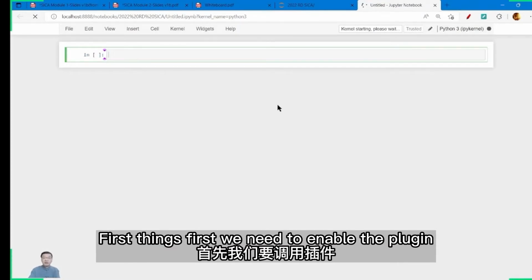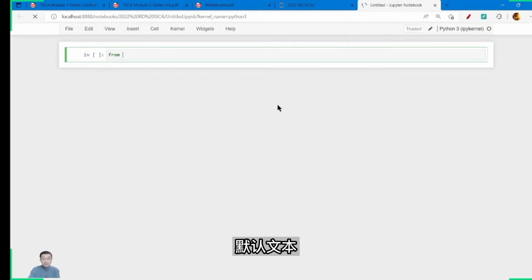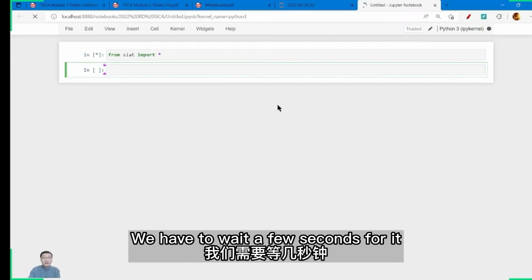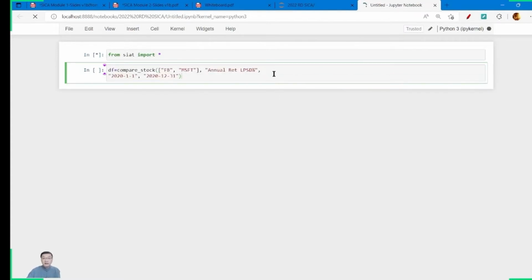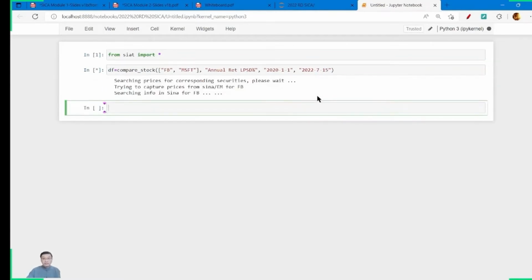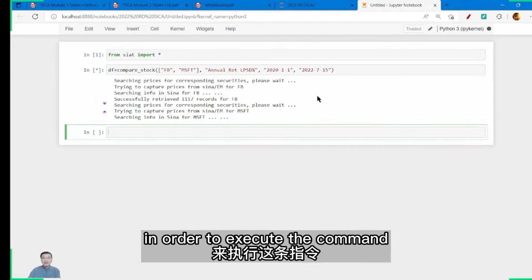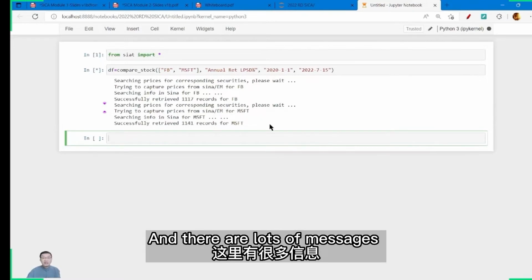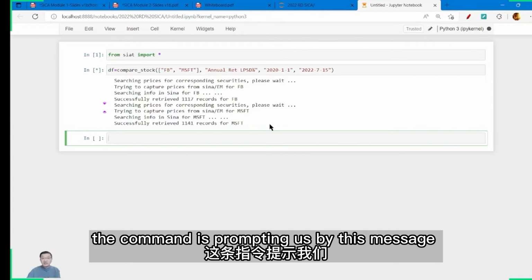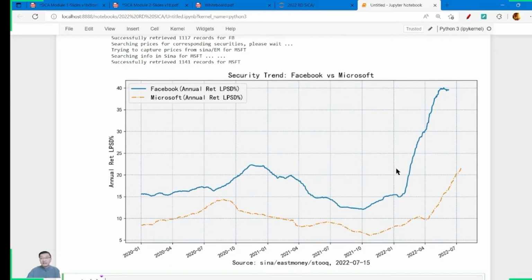First things first, we need to enable the plugin. We have to wait a few seconds for it. I have the command. Now I change the date to today. And I press the Shift key and Enter key together in order to execute the command. And there are lots of messages. The command is prompting us by this message and telling us what the command is doing now.